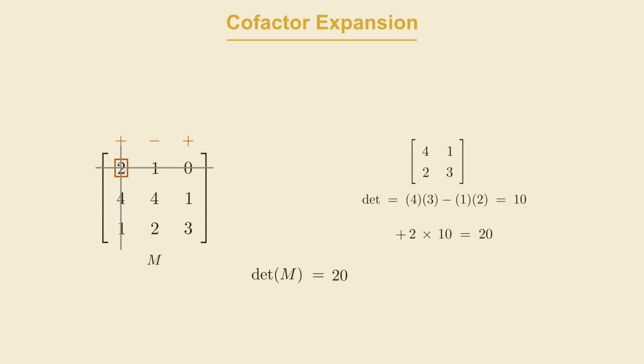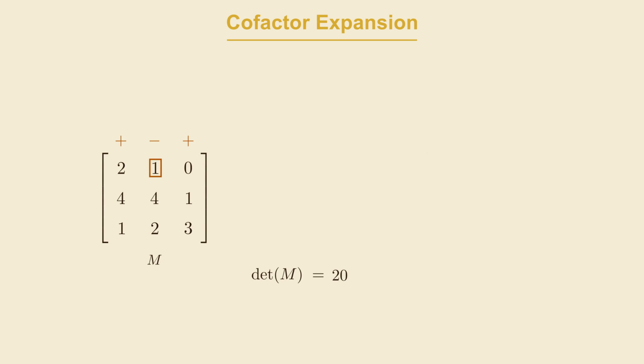The second entry is a 1. It is the second piece, so it gets a minus sign. We cross out the first row and the second column. The leftover 2 by 2 minor has a determinant of 11. So the second piece is negative 1 times 11, which is negative 11.